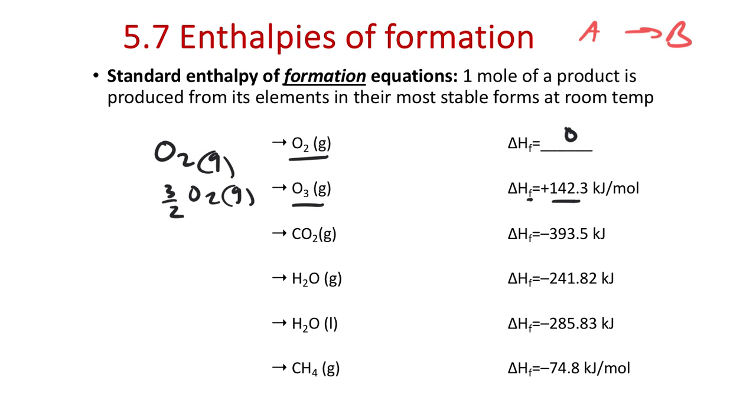Now, if you then said, well, what's the delta H of this reaction? It would be positive 142.3 kJ. So the delta H of the reaction comes from writing the product, just 1 mole of it, and then the formation reaction is forming the compound from its elements, but in the elements' most stable states.